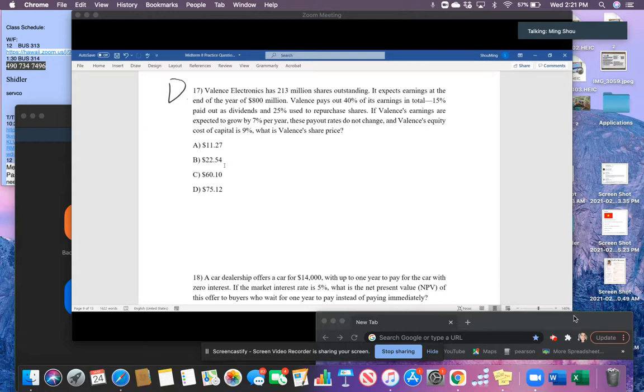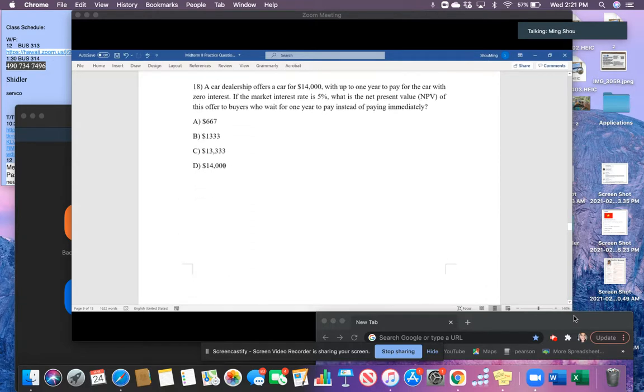Okay, the correct answer for 17 is D. Right. Question 18. A car dealership offers a car for 14,000 with up to 1 year to pay for the car with 0 interest. If the market interest rate equals 5%, the question asks us, what is the net present value for this offer to buyers who wait for 1 year to pay instead of paying immediately?